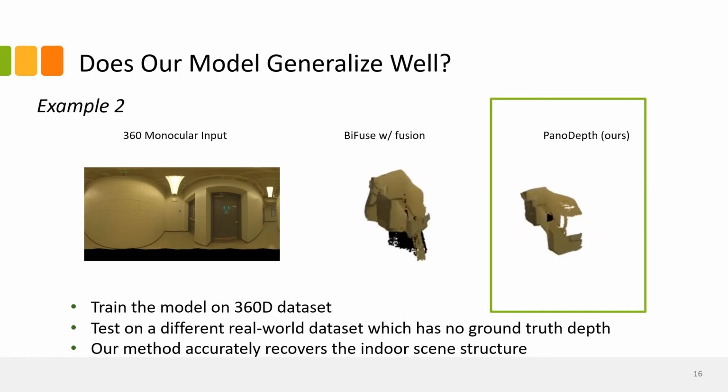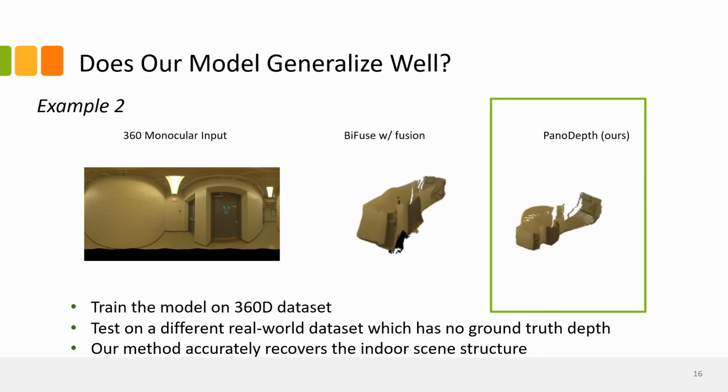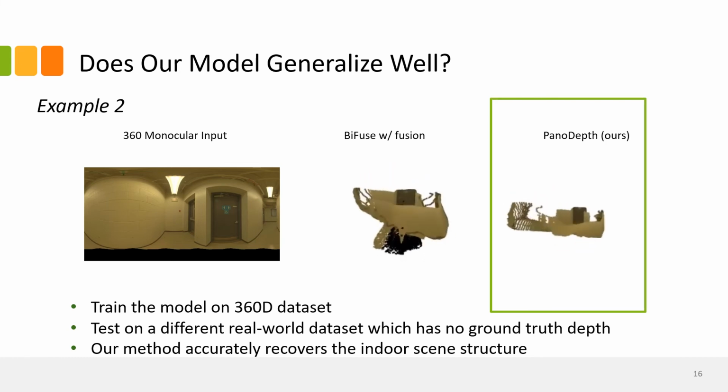Here is another example of the generalization testing. Our PanoDepth can handle the narrow and long corridor with correct scale, unlike the current state-of-the-art.